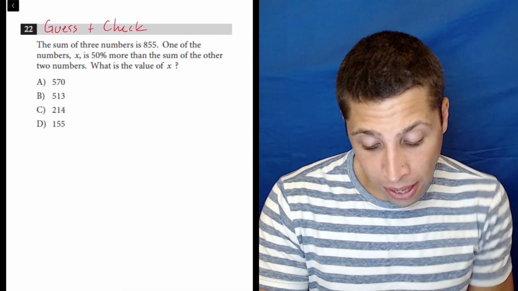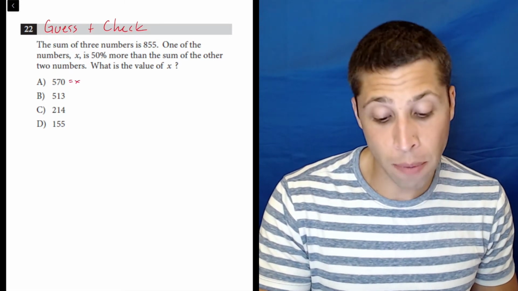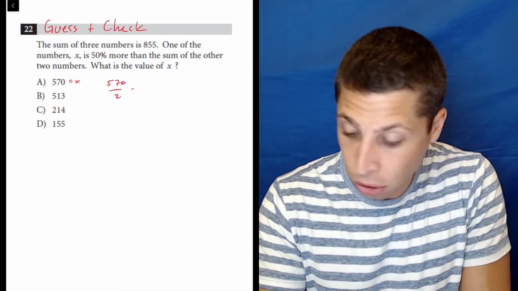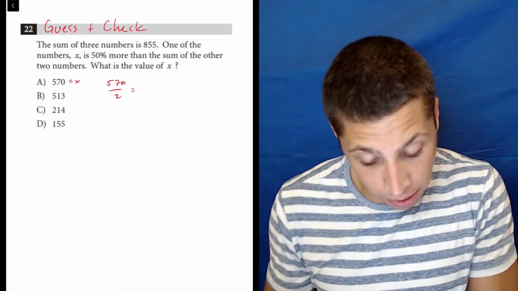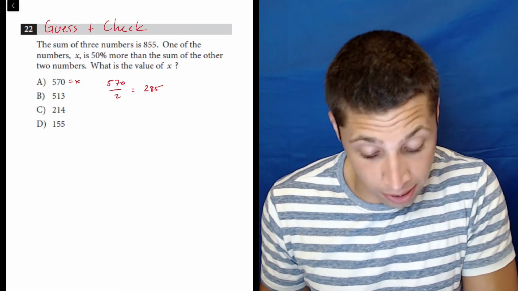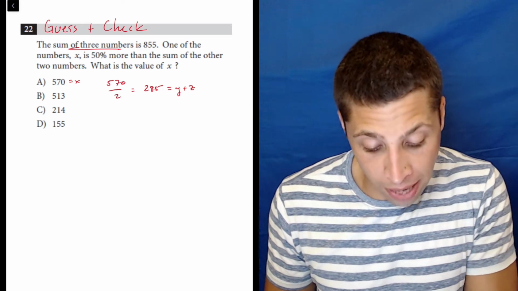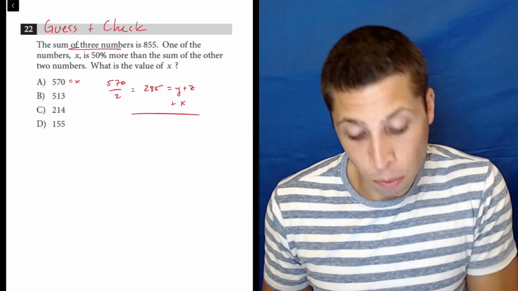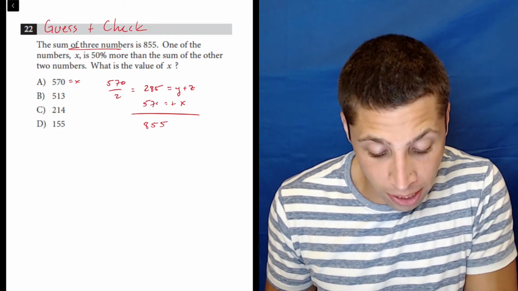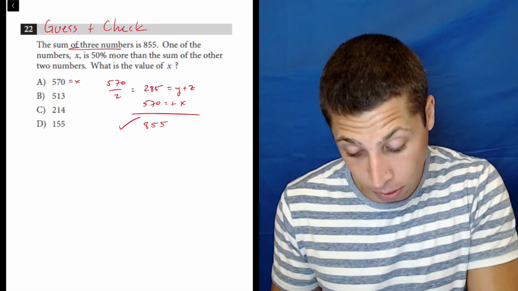And so they think, okay, if that's X, right, that's what the choices represent, and X is 50% more than the sum of the other two numbers, well then okay, I can just take 570 and divide it by 2, and that is 285. And they say, okay, if that's the other two numbers, let's just call them Y and Z, then the sum of the three numbers plus X should be what we want, and that's going to be 855, and we know that X is equal to 570, and that checks out. 285 plus 570 is 855, but that is not the answer, okay?